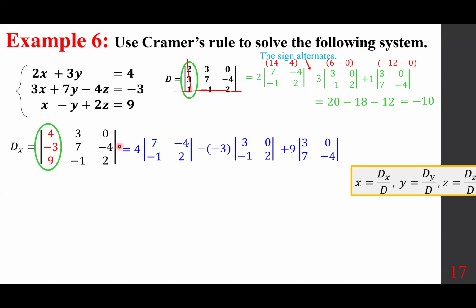So this is, again, the same as that one, 14 minus 4. This is 6 minus 0. This is minus 12 minus 0. And when you multiply them by 4 plus 3 and plus 9, you end up with negative 50.